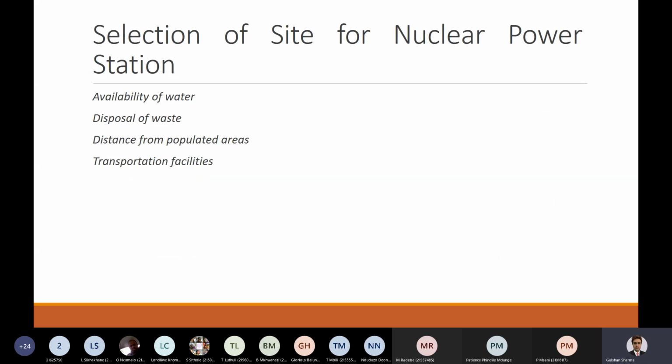Now we will see the selection of site. It means what factors need to be kept in mind when we have to install a nuclear power plant. Okay, guys, you can see my screen, students.